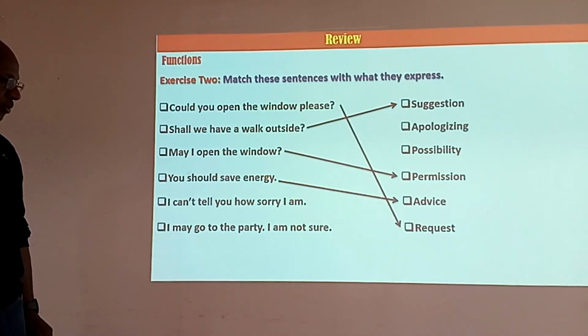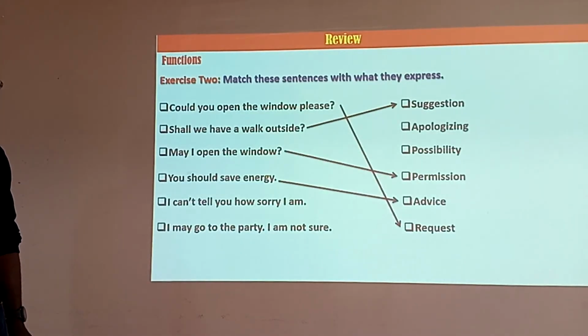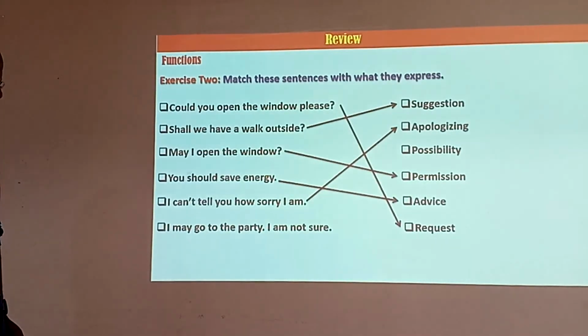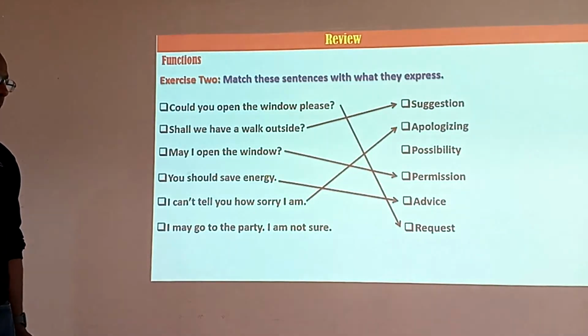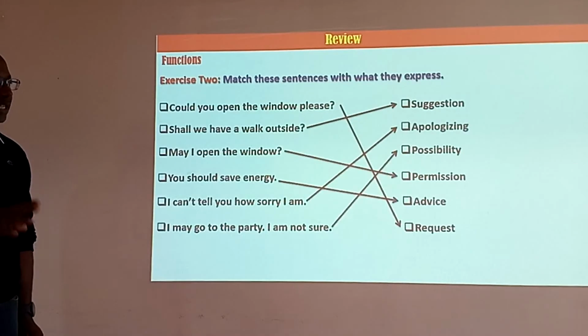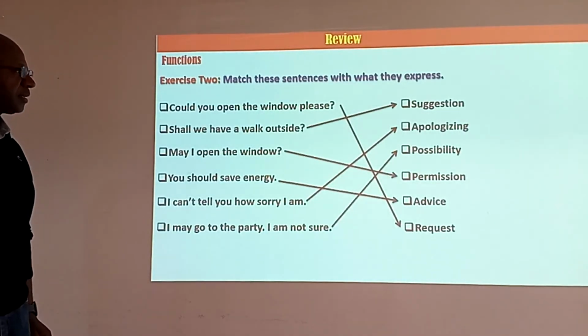Now let's go to the other one. I can't tell you how sorry I am. What does this sentence express? Good. Now let's see. This sentence expresses apologizing. The last one, I may go to the party, I'm not sure. Good. It expresses both possibilities. So this is more or less a summary of some of the functions we have seen this year.